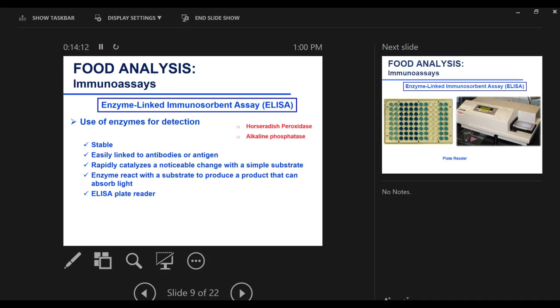They can be easily linked to the antibody, attached to the antibody, or easily attached to the antigen. And like I said, they're quick in converting substrate to products. And the products produced are chromophores, so we can use them to detect or measure. And we often use an ELISA plate reader, which is very convenient.